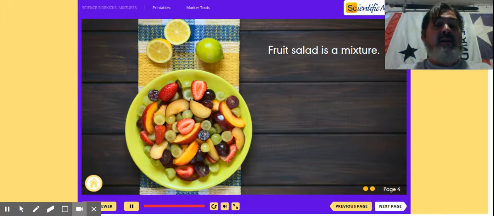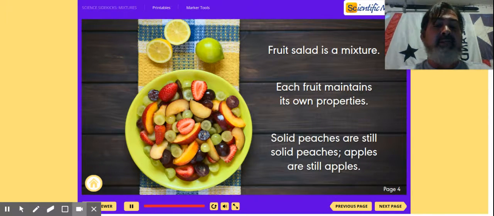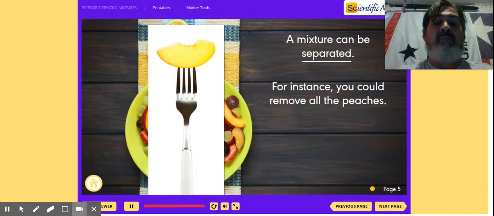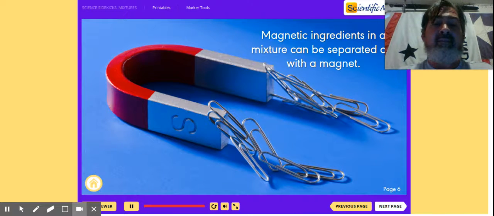Fruit salad is an example of a mixture. You can just take it apart. Each fruit maintains its own physical properties. Solid peaches are still solid peaches. Apples are still apples. A mixture can be separated, and there's different methods that we're going to talk about on how to separate. For instance, you could remove all the peaches with a fork. Some mixtures can be separated with a tool such as a fork, tweezers, or your fingers.